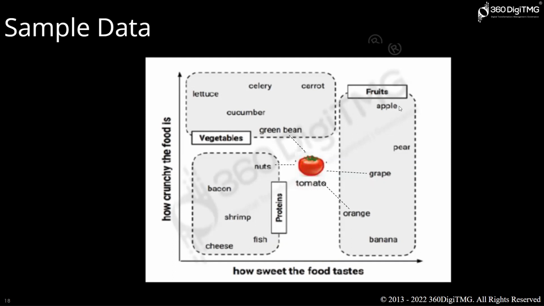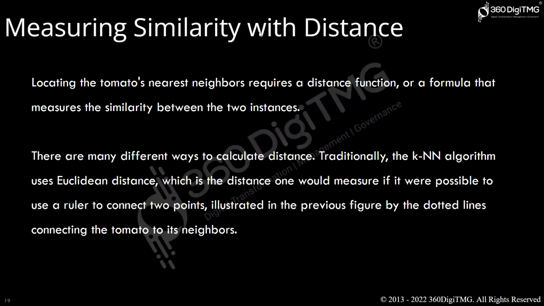We can see measuring similarity in the distance. How to measure the similarity in the distance? So locating the tomato's nearest neighbor requires a distance function. So how to calculate the distance which is required for the nearest neighbor function? So we are going to locate the tomato's nearest neighbors. We have a distance function and we are going to use a formula that measures the similarity between two instances. And there are many different ways to calculate distance, guys.